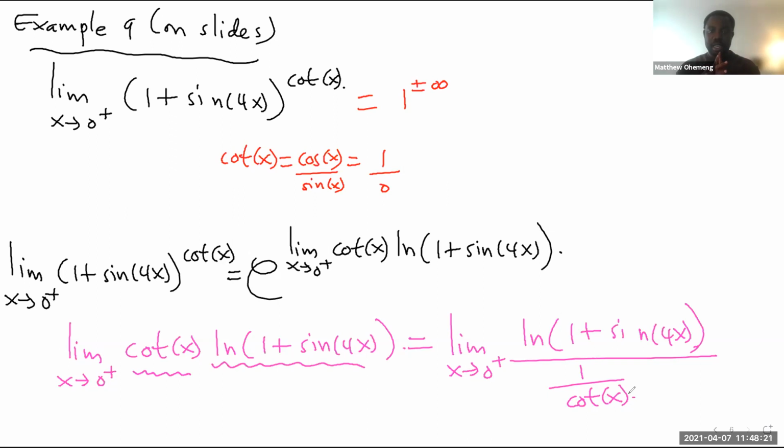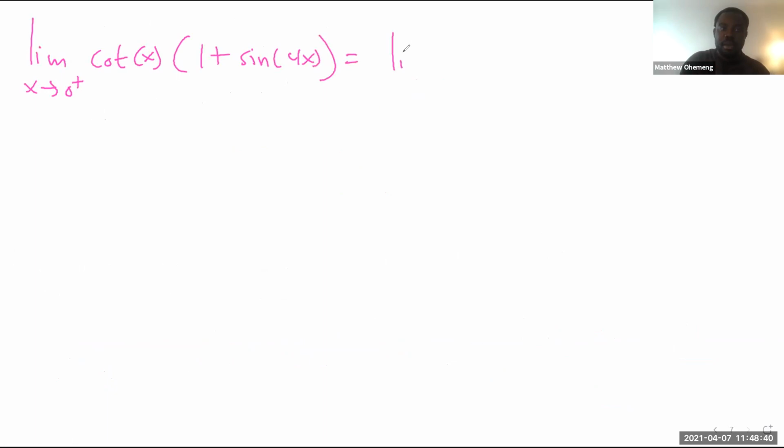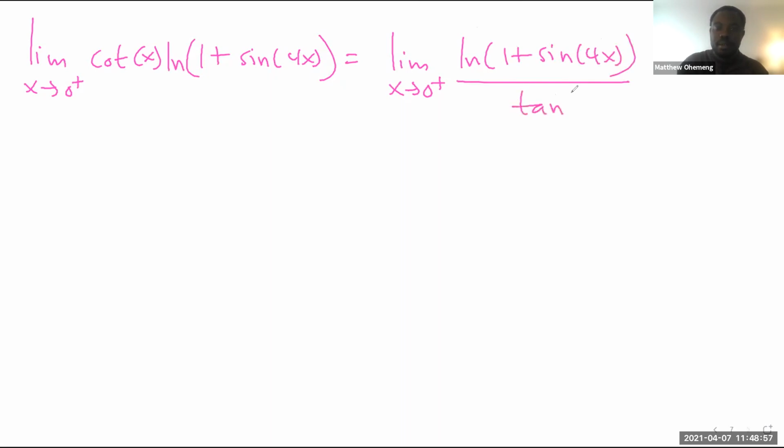I'll have to continue on the next slide. Do let me know if you need more time. Okay. So that means that we are now looking at the limit as x approaches 0 from the right of this ln. So we have ln of 1 plus sine of 4x, and then all over what? Tangent of x.